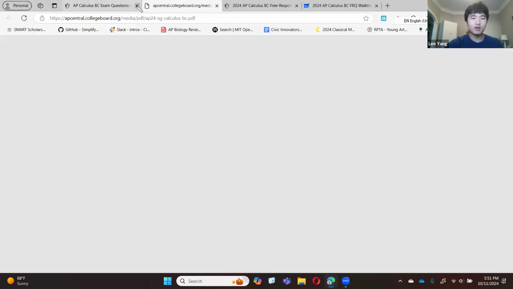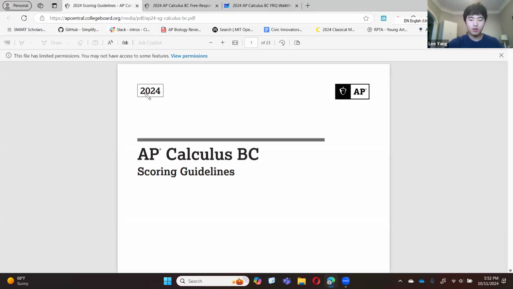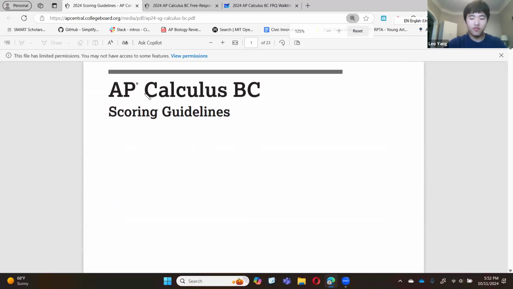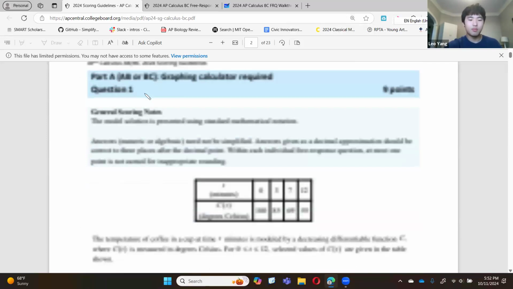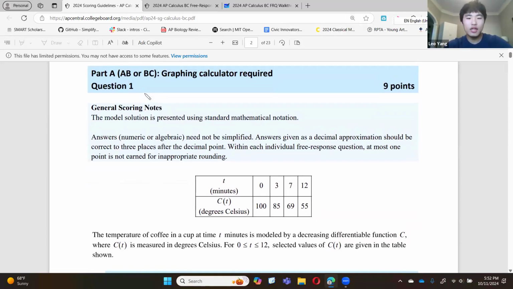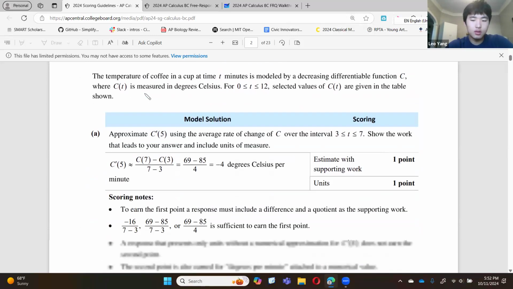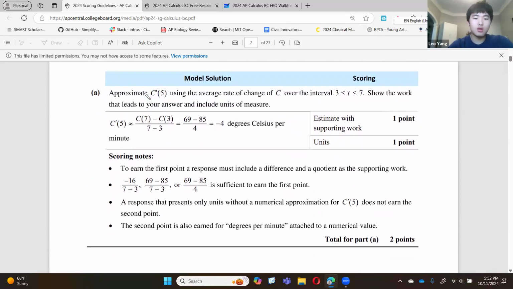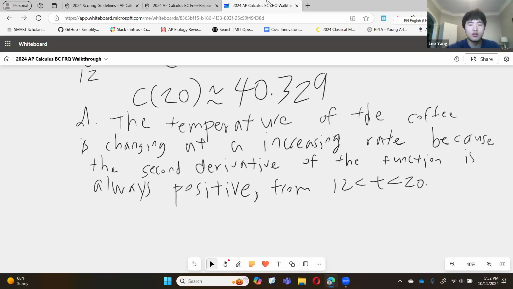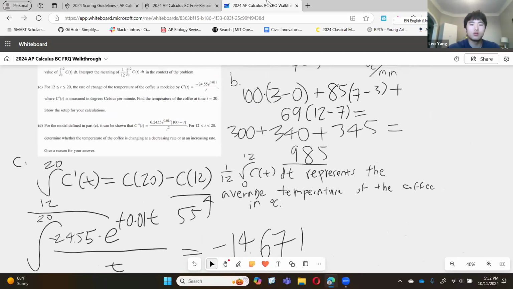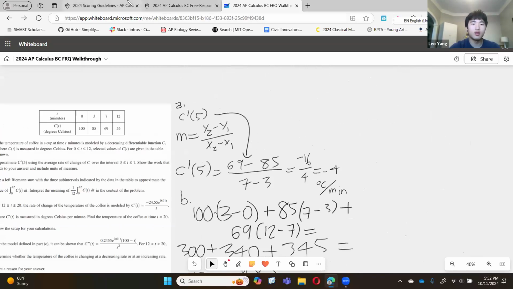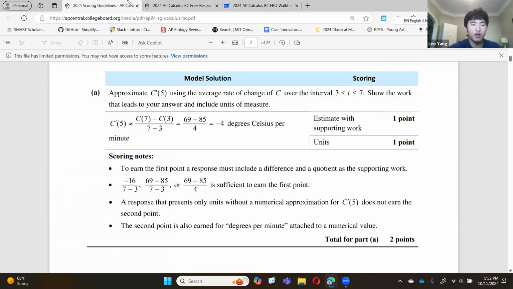Scoring guidelines. So the first question, part A. Part A was 9 points, and it was -4 degrees Celsius per minute. So we have 1 point for estimating with supporting work and 1 point for units. Do we have that? Let's check. We have the division, we have the units. Yes, 2 points. That's good.